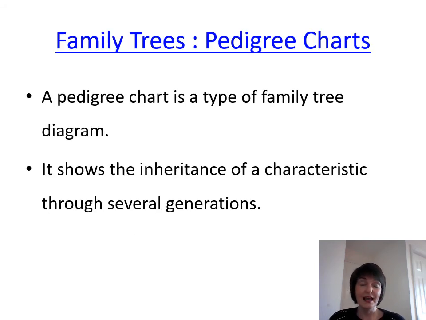And that leads us finally to family trees, which are called pedigree charts. A pedigree chart is a type of family tree diagram. It shows the inheritance of a characteristic through several generations.